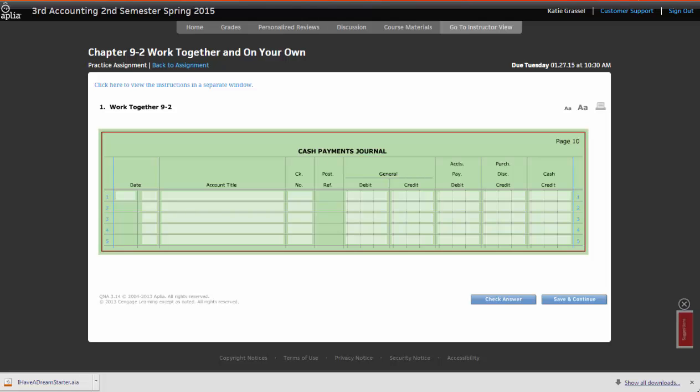And then I have a purchases discount credit. And then notice only 1 cash column, because the only time I use this journal is when I do what? Pay cash. So you have to look for a transaction that has a source document of a C, and then you know it's going to go in your cash payments journal.